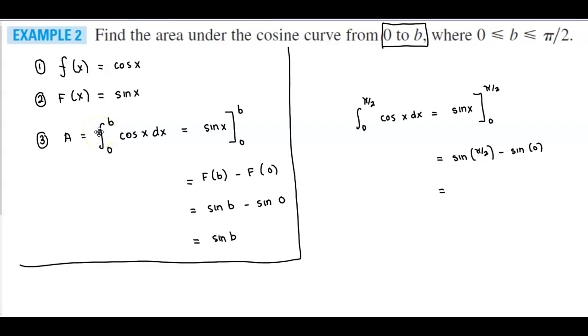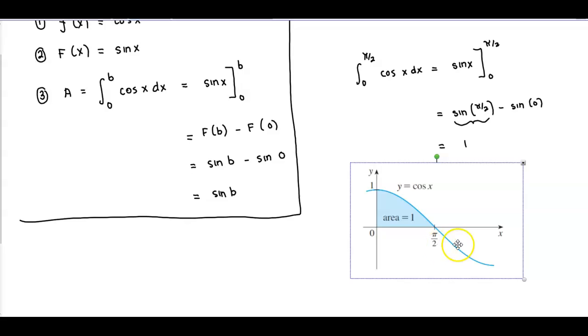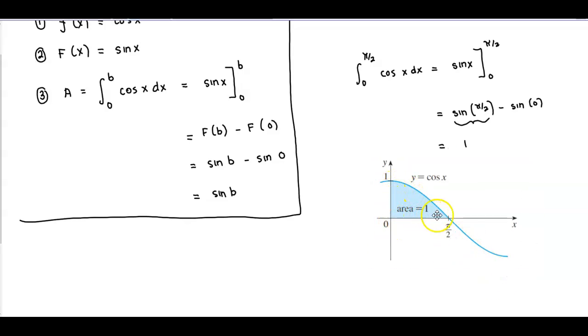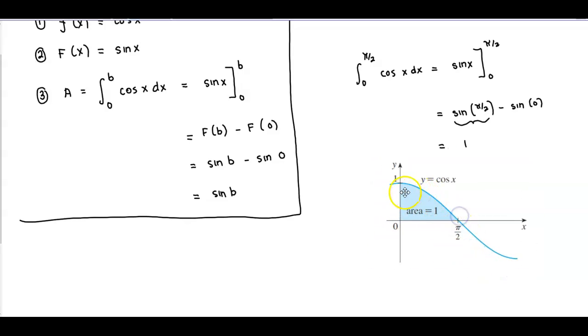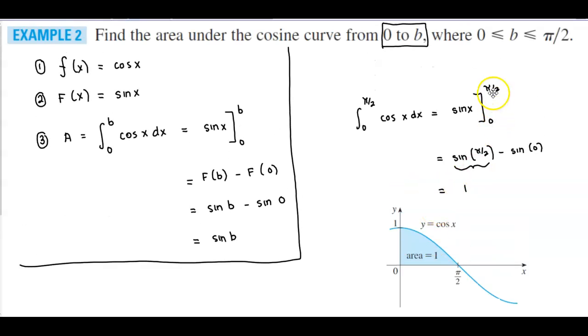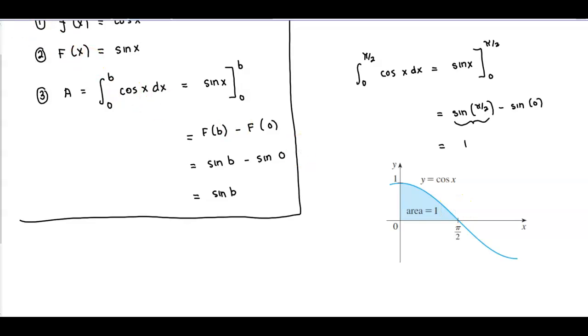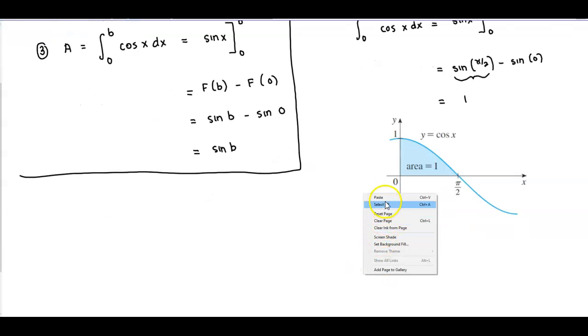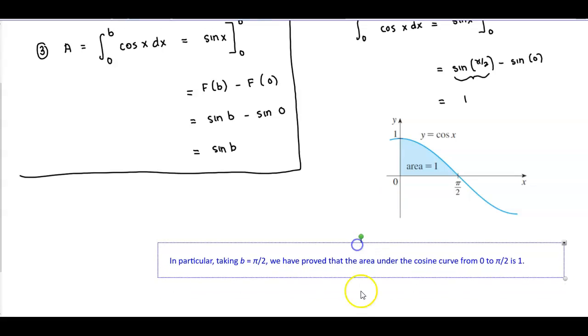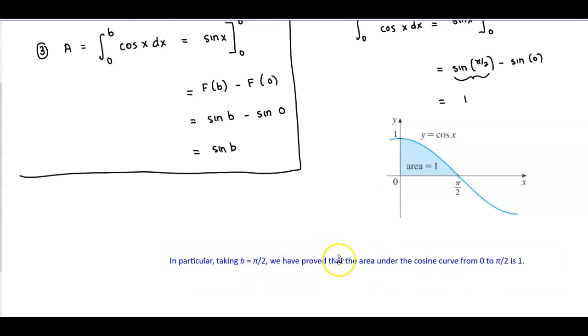Okay, so what does that tell us? Well, that tells us that the sine of pi over 2, which is the sine of 90 degrees, is 1. So what we can say is if we take a look at the graph here, right? Here's the graph going from 0 to pi over 2. And so therefore, if we wanted to use the upper limit to be pi over 2 instead of b, then we would know that that would give us that result. So we can then say that in particular, taking b to equal pi over 2, we have proved the area under the cosine curve from 0 to pi over 2 is equal to 1.